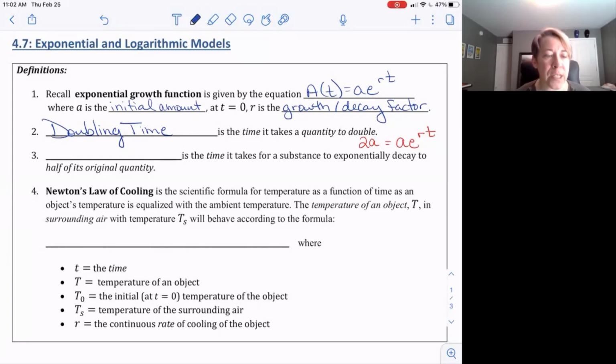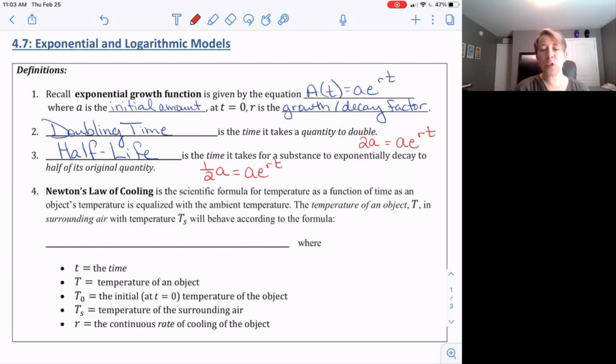Our next definition is what we call half-life. And this is the time it takes for the substance to exponentially decay to half of whatever the original quantity was. So again, if we start with a times e to the rt, where a is our initial amount, our ending amount would be 1/2 times a.